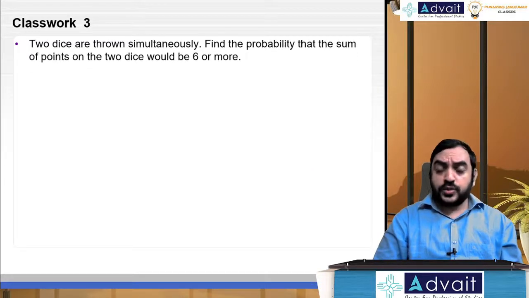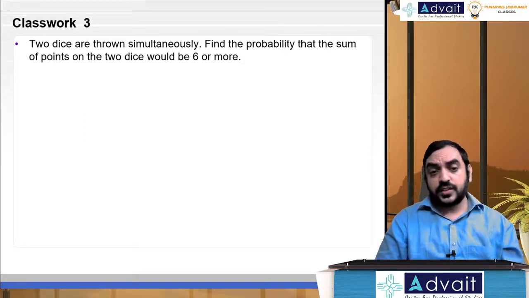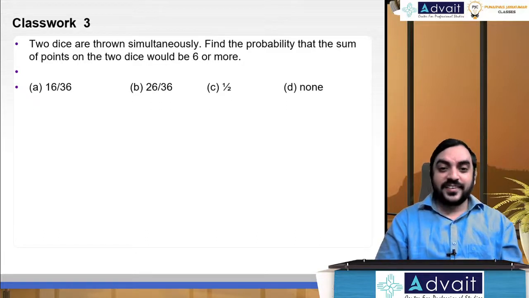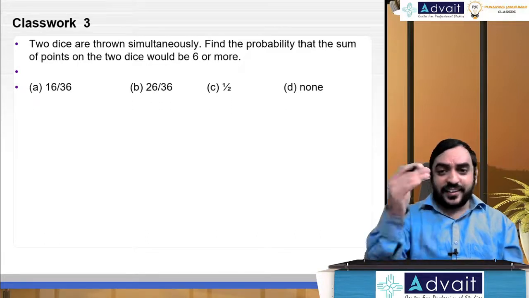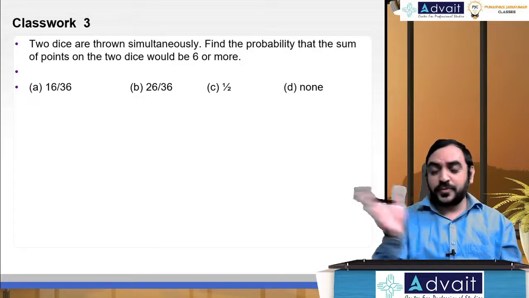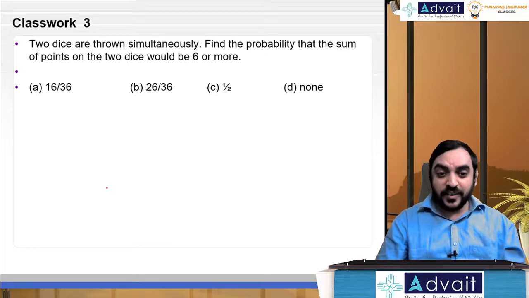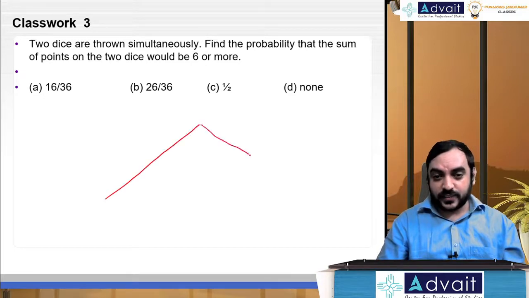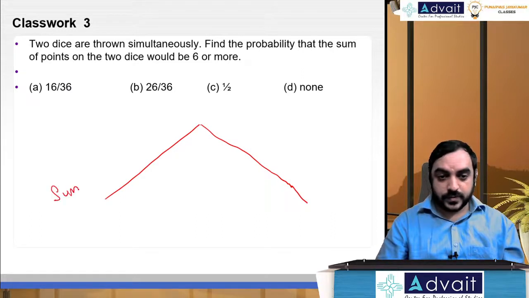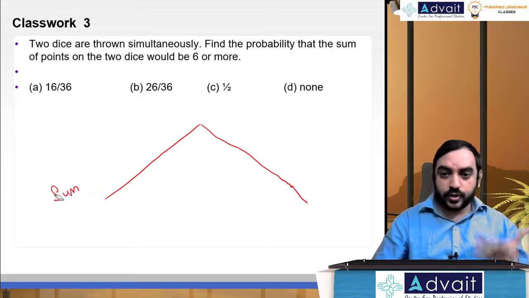Two dice are thrown simultaneously. Find the probability that the sum of the points on the two dice would be 6 or more. I can do it in the regular format by sample space. 36 events, you have to list it out. But do you remember? I had given you one shortcut. Remember the shortcut? We write one triangle like this, where the sum will be like this, or you can write top or below.